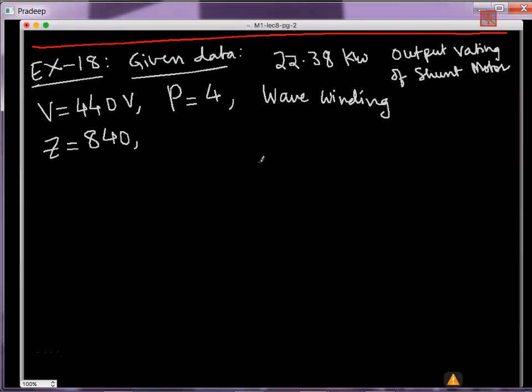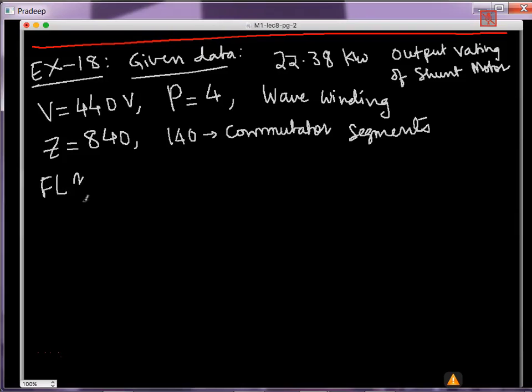And the armature conductor has 140 commutator segments. This is just another way of giving the angle. We'll come to it. Full load efficiency is 88%. Shunt field current is 1.8 amperes. ISH is 1.8 amperes. So I'm just writing down all the given data.